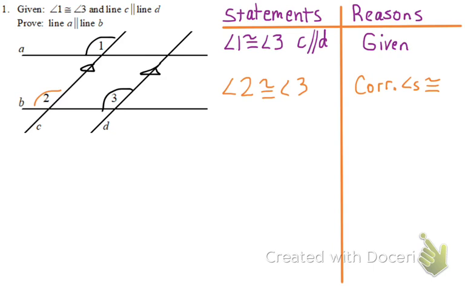Now we can see that angle 1 is congruent to angle 3. I said that wrong, angle 1 is congruent to angle 2. You can use substitution here because notice that angle 3 is in both of these statements. So put them together using substitution. Now that we have angle 1 and angle 2 congruent, we can say that line A is parallel to line B because those corresponding angles are congruent.